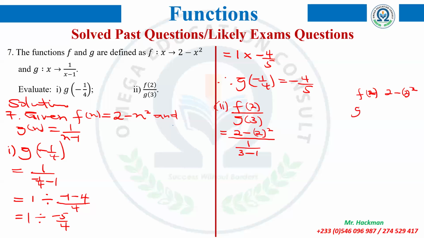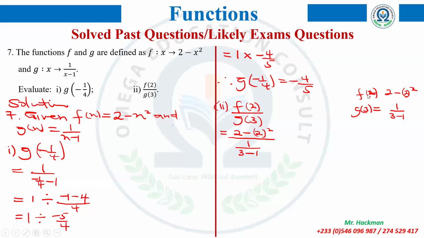And your g of 3 will mean wherever you see x in g of x, it is 3. And this is your g of x, 1 over x minus 1. So x is here, so that becomes 1 over your new x, which is 3 minus 1. So this becomes your f of 2, and this becomes your g of 3. So I just did this directly. You get the point?